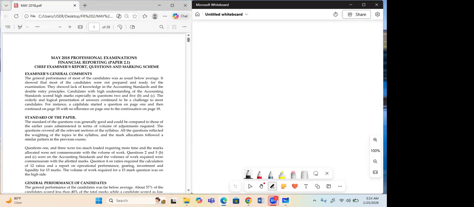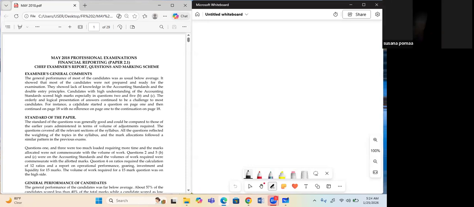Examiner's general comments: the general performance of most of the candidates was, as usual, below average. It showed that most of the candidates were not prepared and ready for the examination. They showed lack of knowledge in accounting standards and double entry principles. Candidates with high understanding of the accounting standards scored high marks, especially in question 2 and 4.